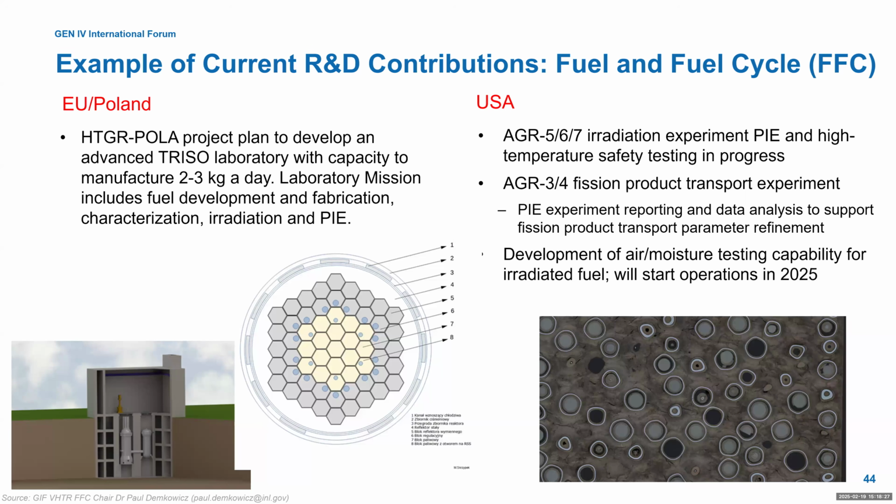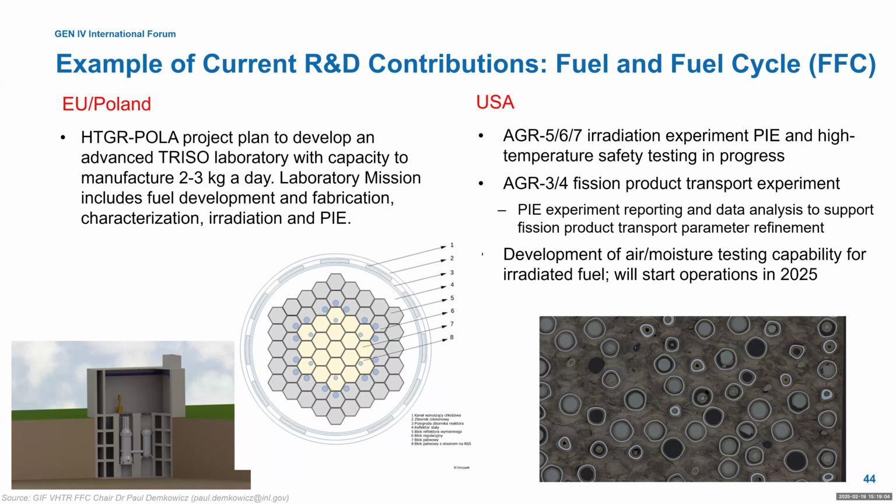Another example, still staying with fuel and fuel cycle: I mentioned the HTGR Polar project. Again, on the fuel side, you need to, in parallel, develop not only the reactor design but also the fuel. So there is an activity to set up an advanced TRISO lab, with lab scale production rates of about 2 to 3 kilograms a day. So obviously not commercial at this point. The mission of this laboratory is to establish a fuel development and fabrication capability and then do the full characterization, irradiation, and PIE cycle of that fuel.